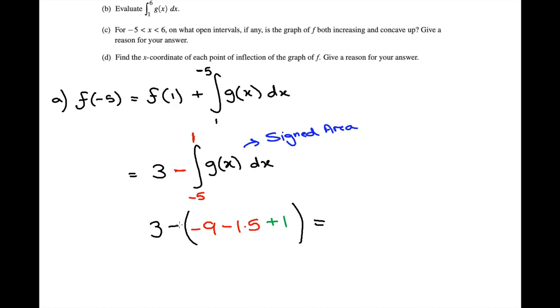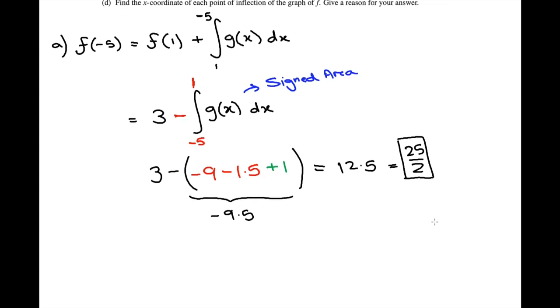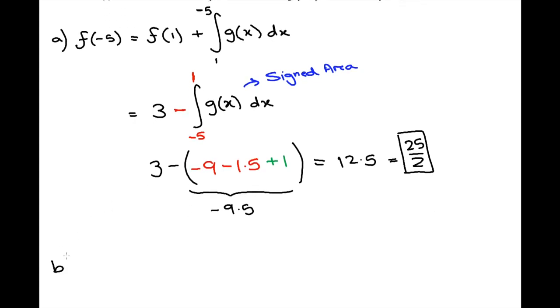And now bear in mind, we have this other negative sign out here. So if all of this comes out to -9.5, since I have this extra minus sign out here, I'm really adding 9.5 instead of subtracting. So 3 plus 9.5 is going to give me 12.5 as my final answer, which, if you want to be picky about using fractions, is just 25/2. Okay, and there's your final answer. Wonderful. So that's part A. Let's talk about part B now.